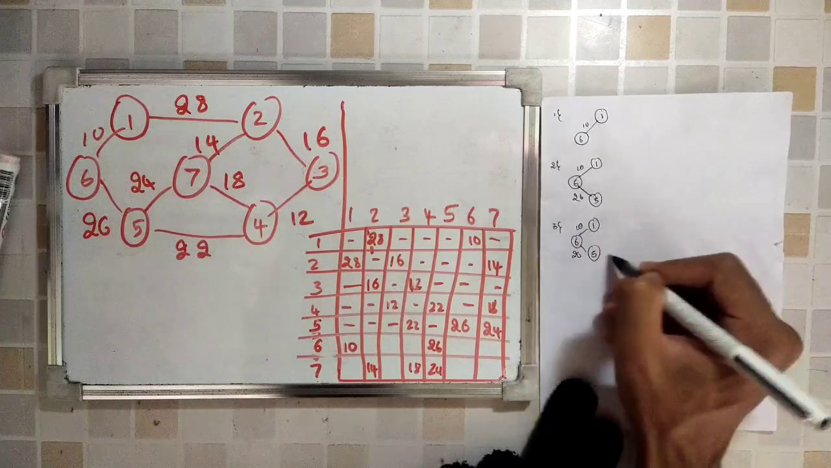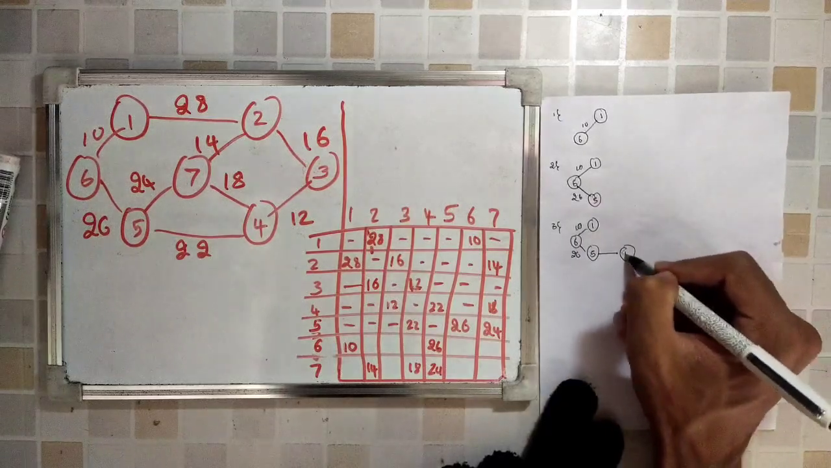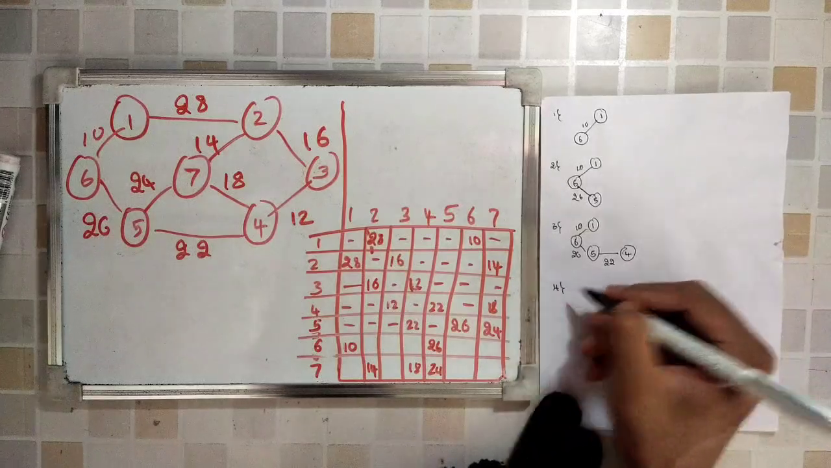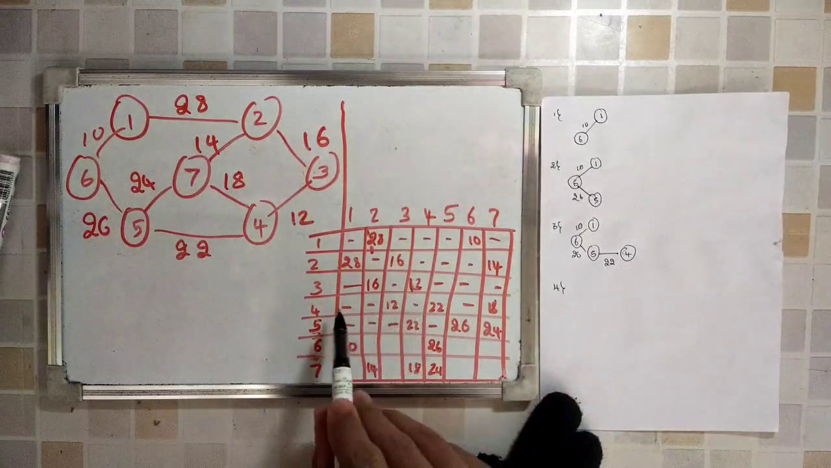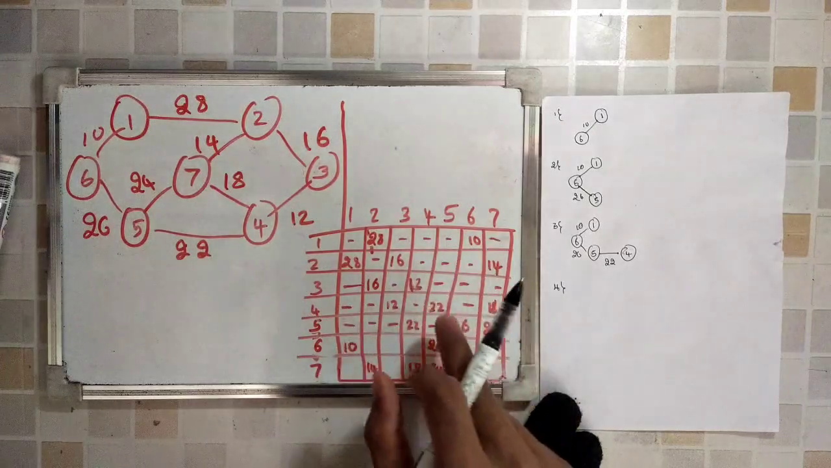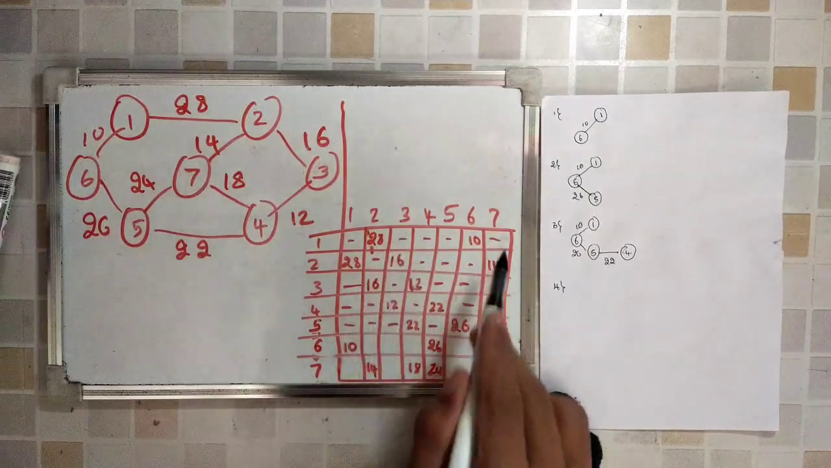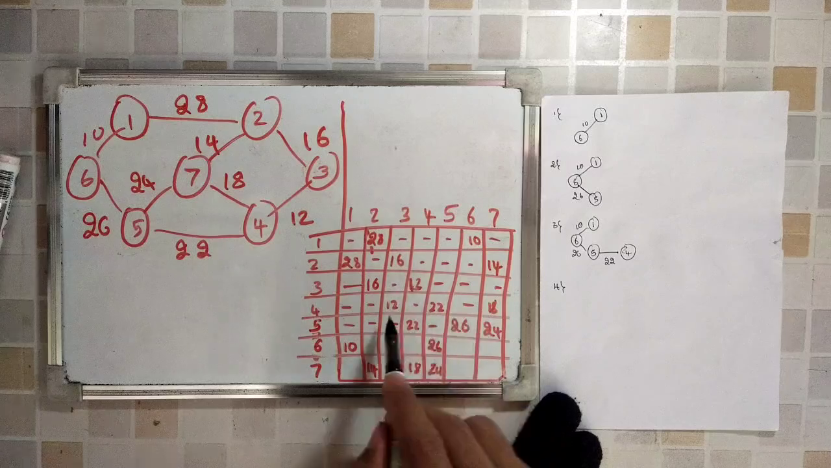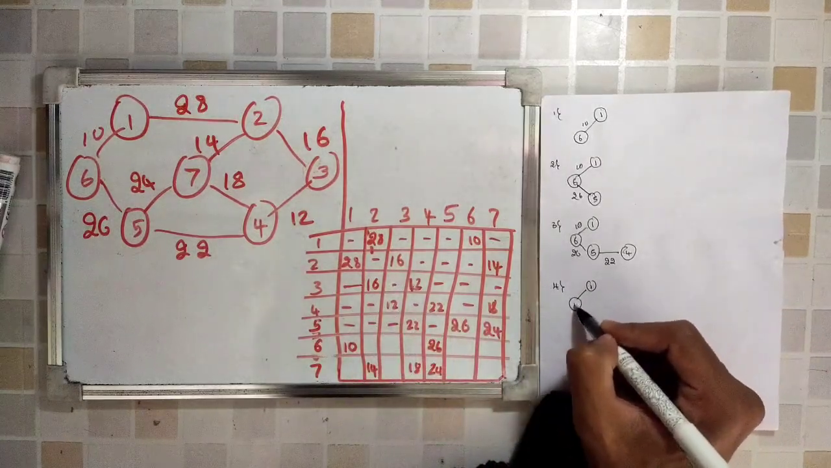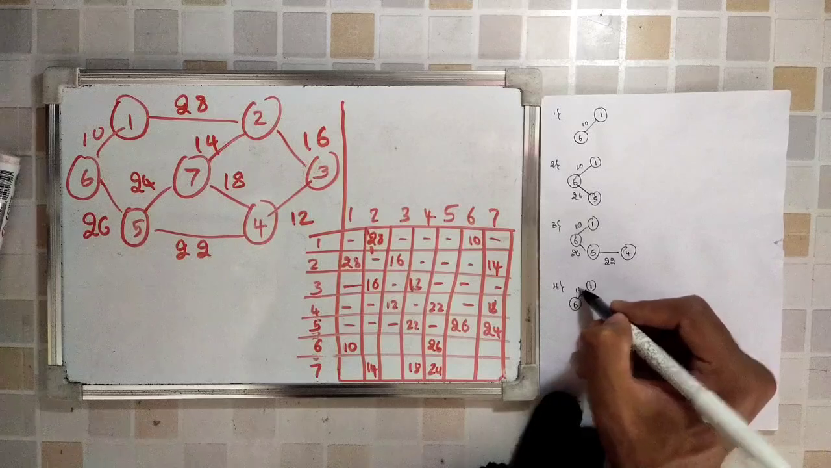So 10, 26. Now I will go for the fourth node, which is 22. Now similarly, in the fourth step, since I selected the fourth node, I will go into the fourth node and check which is the minimum. Excluding the 4 to 5 path, the remaining are 4 to 3 and 4 to 7. So which is the minimum?